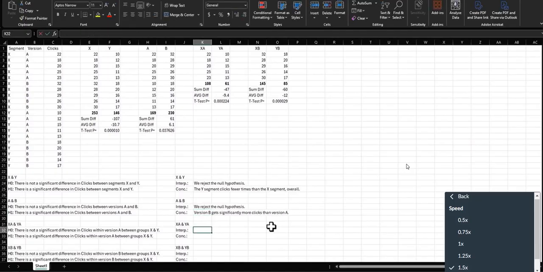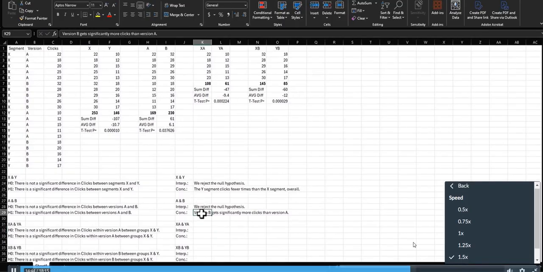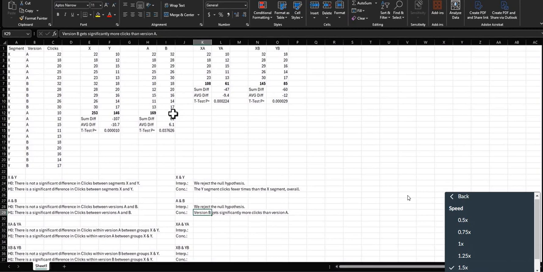Simple as that. The reason we know that is because there is a positive difference between B and A. B has a positive difference to A, so there are more clicks for B than for A. If we saw that reversed, we would still reject the null hypothesis, but we would say that version A gets significantly more clicks than B. But we see a positive difference, so it's the reverse of that.